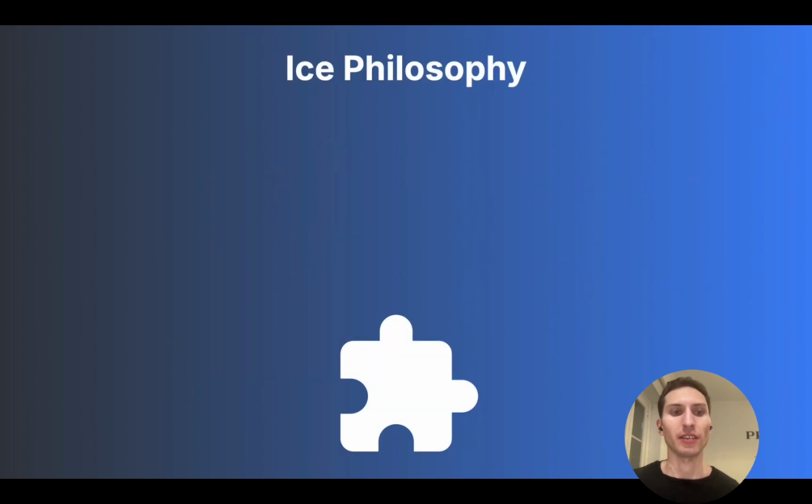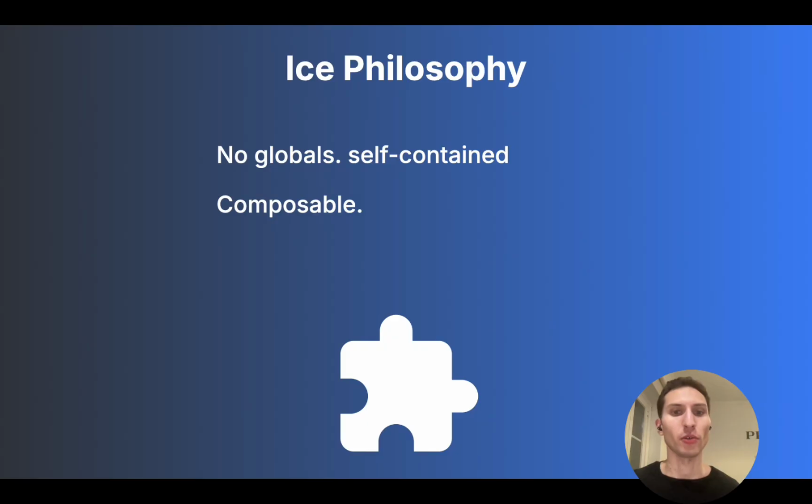So, Ice has a different philosophy. Every project is fully self-contained and local. You can have as many repos as you like without any risk of them clashing. Your setups are composable. You can just import other configs and pick and choose what you like from them. Ice has a small but powerful API surface. It's easy to learn, but fully programmable for more advanced use cases.